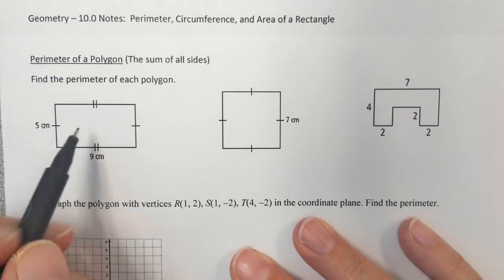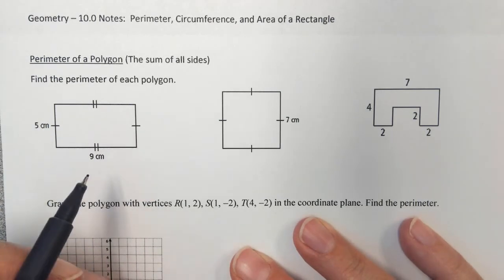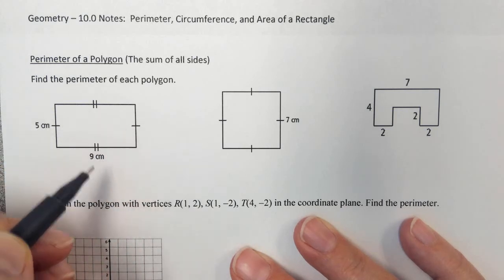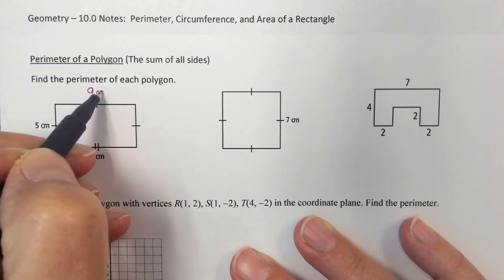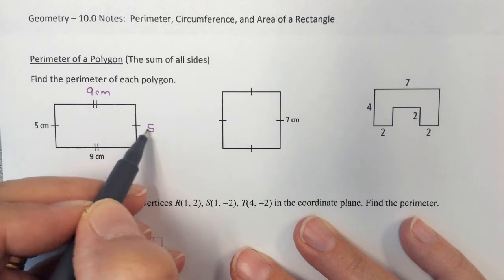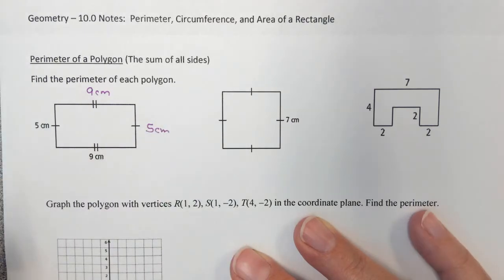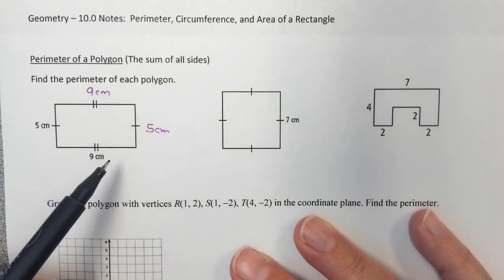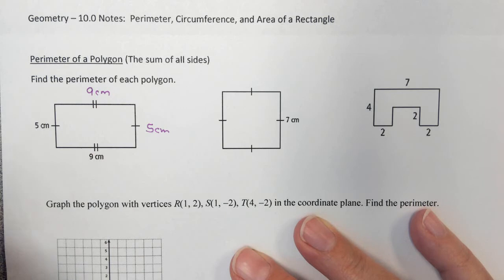So if I want to find the perimeter of this first rectangle, I could find the measures of all four sides. So opposite sides are the same. So we have a 9 centimeter and a 5 centimeter side that's unlabeled that we need to take a look at. And then we can just add all the sides: 5 plus 9 plus 5 plus 9. That's the long way.